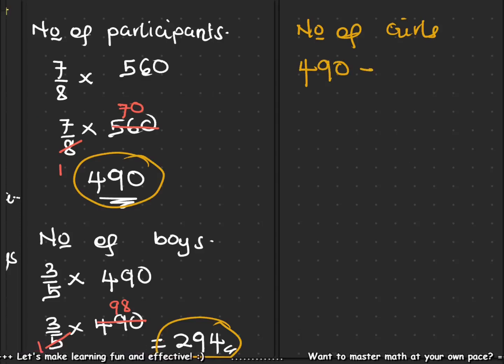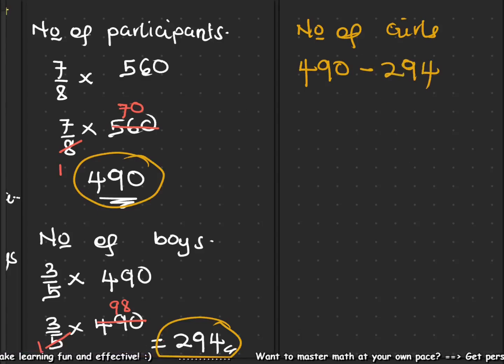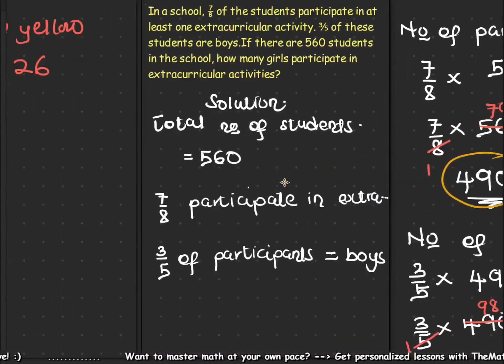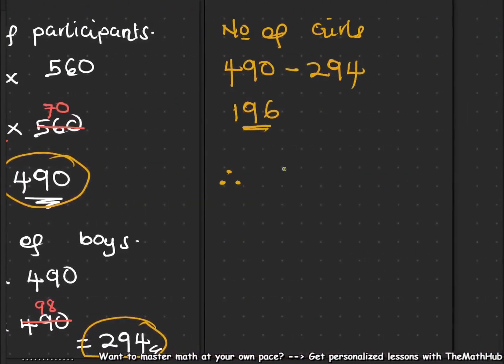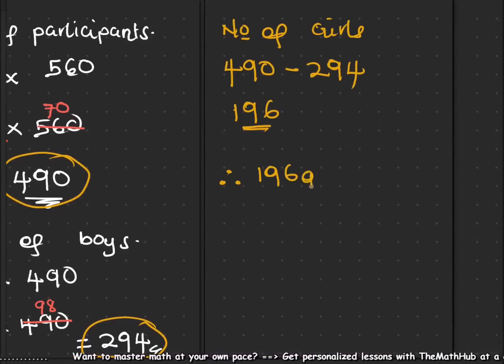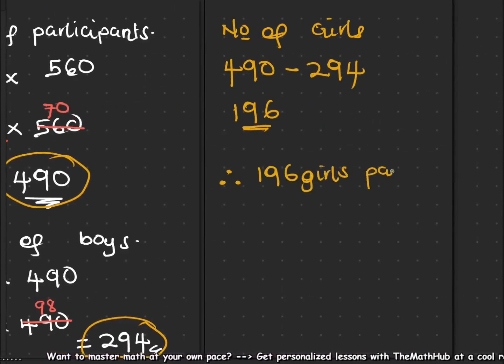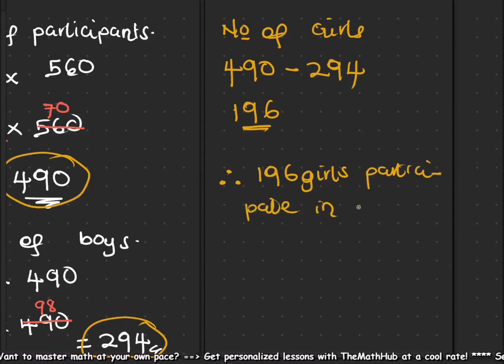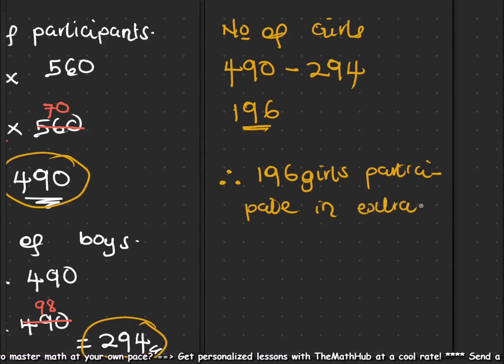That is the total number of participants minus 294. 490 minus 294. And if you have to solve it, that gives us 196. So we say, therefore, what does the question say? How many girls participate? So therefore, 196 girls participate in what? In extracurricular activities. As simple as that.